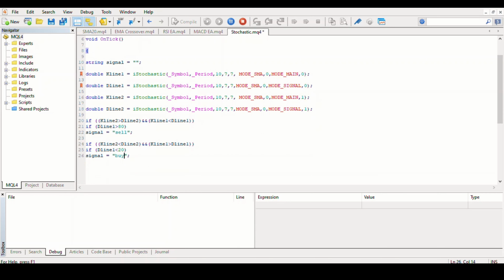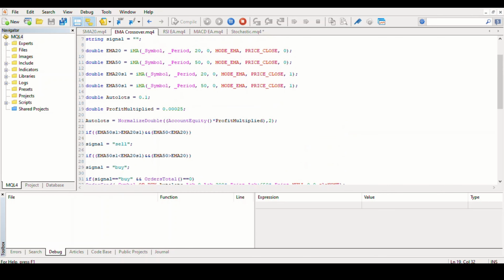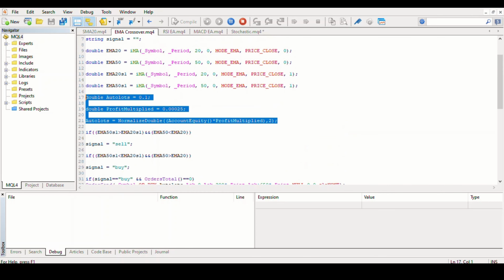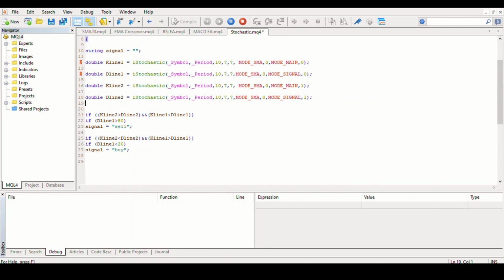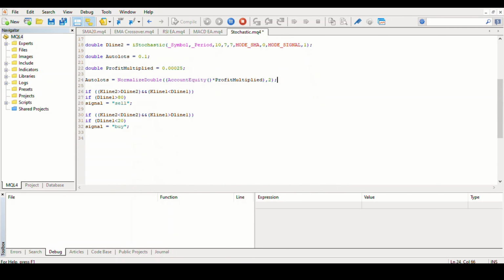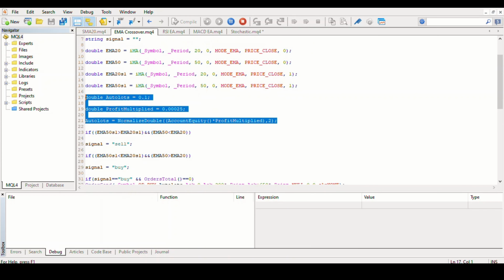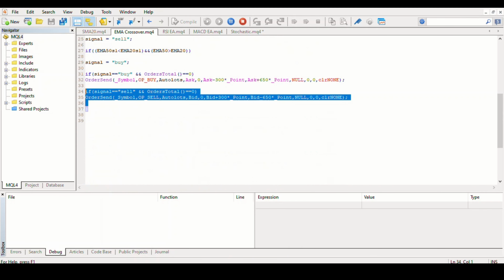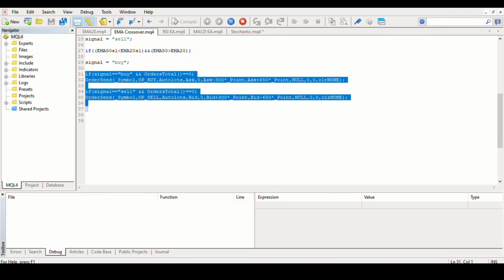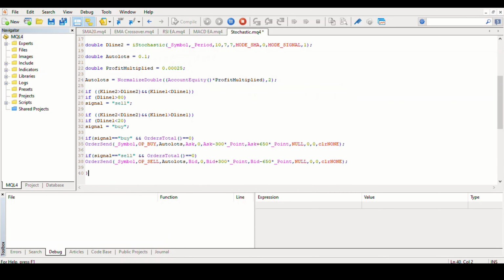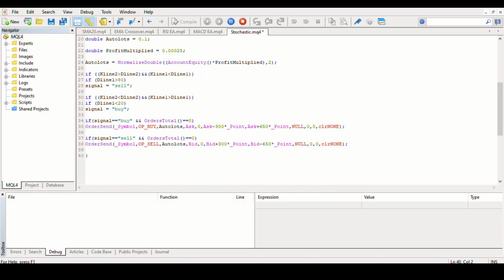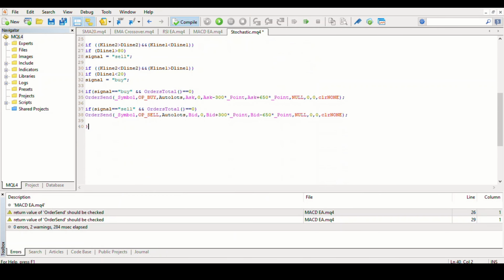As always, I put in my auto lots, and then I'm just going to copy the buy and the sell signals. Everything seems okay. Let's compile this bad boy. And we get zero errors. Great. Now, let's go and test it.